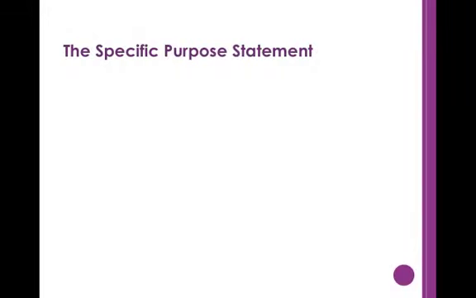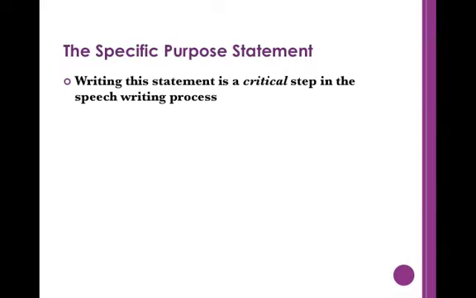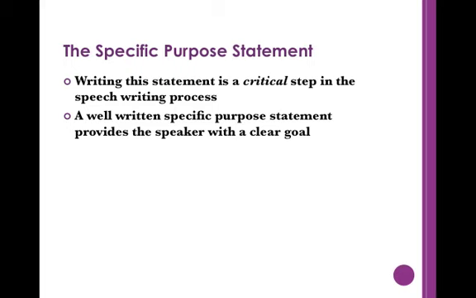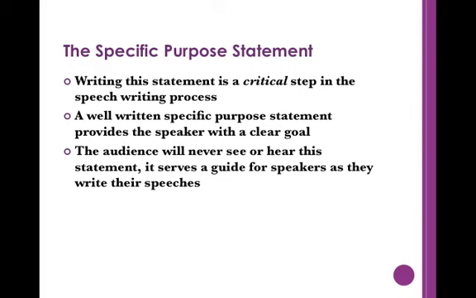Once the speaker has narrowed the focus of the speech by selecting a general purpose, the next step is to write a specific purpose statement. This is a critical step in the speech writing process, and one that should not be overlooked. A well-written specific purpose statement provides the speaker with an explicit goal. The audience will never see or hear the specific purpose statement. Instead, the specific purpose statement serves as a roadmap for the speaker as she is writing the speech.